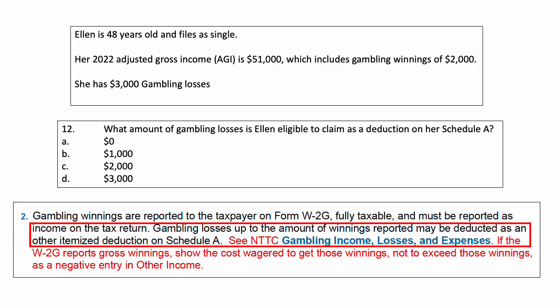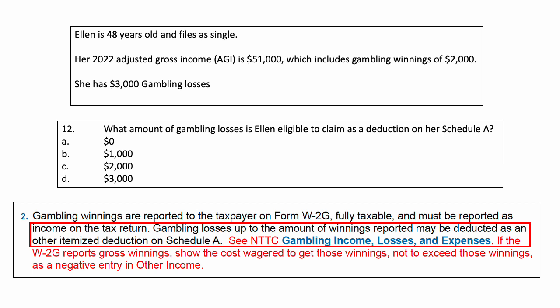In general, there'll always pretty much be a question on gambling winnings. It's always the same, just about where they'll ask the question, like Ellen here. She's 48 years old, files single. Her adjusted gross income includes gambling winnings of $2,000. She has $3,000 in gambling losses. So what amount of gambling losses is Ellen eligible to claim as a deduction on a Schedule A?